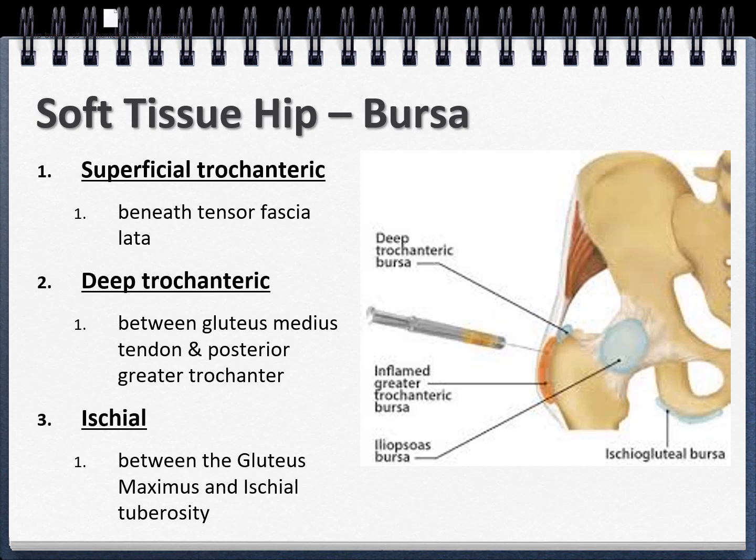So the deeper trochanteric bursa sits between the gluteus medius tendon and the posterior greater trochanter, so the back of the greater trochanter. The ischial bursa sits between the gluteus maximus and the ischial tuberosity. And here we can see the ischial gluteal bursa, and that's sitting on those loops I was talking about, which are the ischial tuberosity, the sit bone.